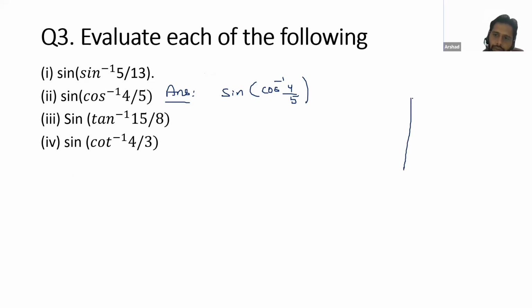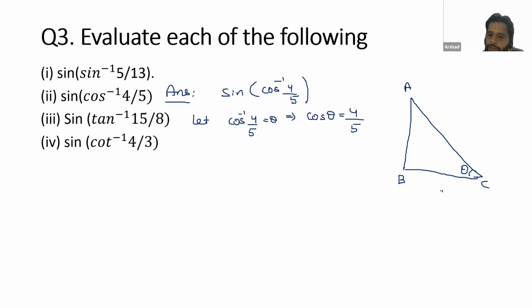So what we have to do is draw a triangle. Let this be A, this is B, this is C, and let this be theta. Cos theta is base by hypotenuse. We assume cos inverse 4 by 5 is equal to theta, so cos theta is equal to 4 by 5. If this is theta, this is base, this is hypotenuse, and this is perpendicular. So base is 4, hypotenuse is 5, and perpendicular we need to find. Who can tell me what the perpendicular is in this case? 3. That will be 3.